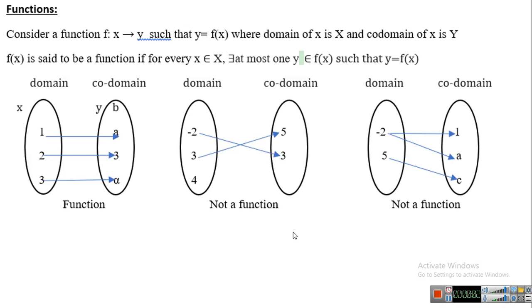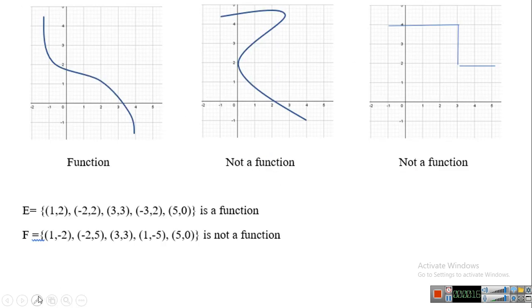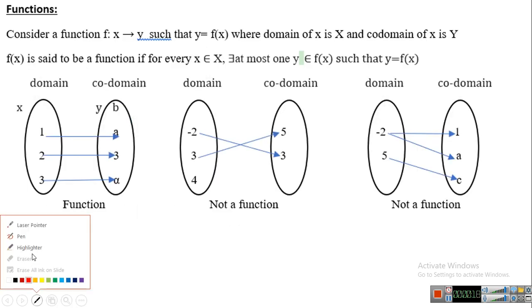Hi students, our study is about functions. We're going to talk about when we have a function, if it's one-to-one and onto, and we're going to talk about domain and range. First of all, what is a function? A function is a relation between an initial set and a final set.